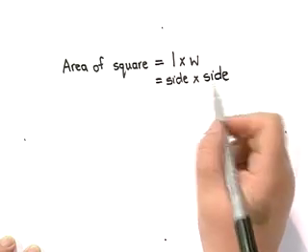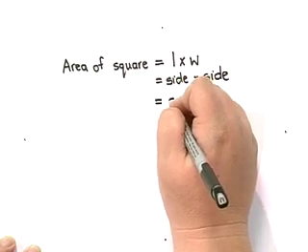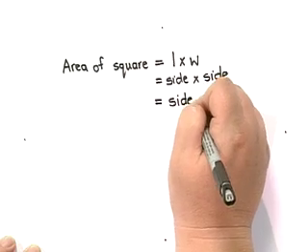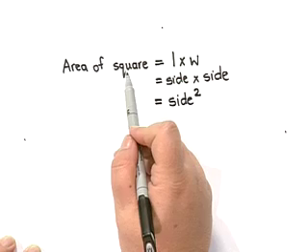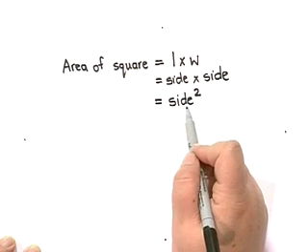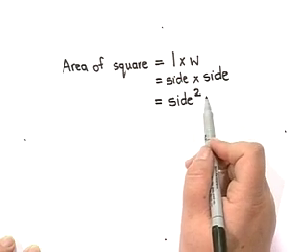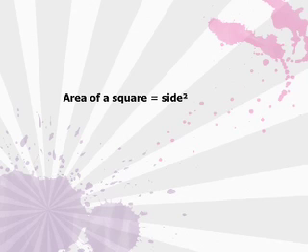Now we can use exponents. Let's see, can you remember? It would be side squared. So to find the area of a square, we have to use side squared. Now we're going to use our new formula to find the area of a square. Remember, the area of a square is side squared.